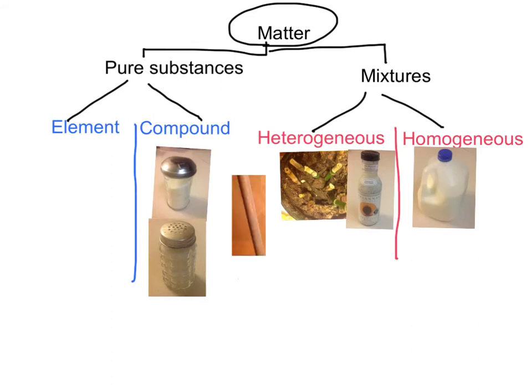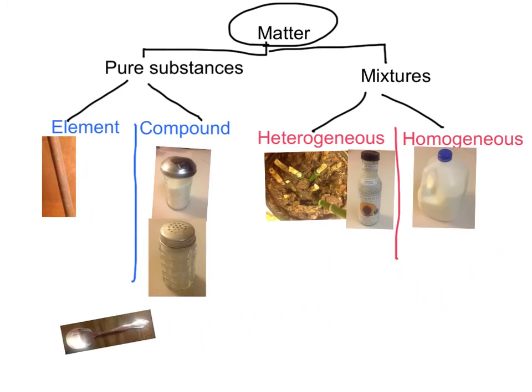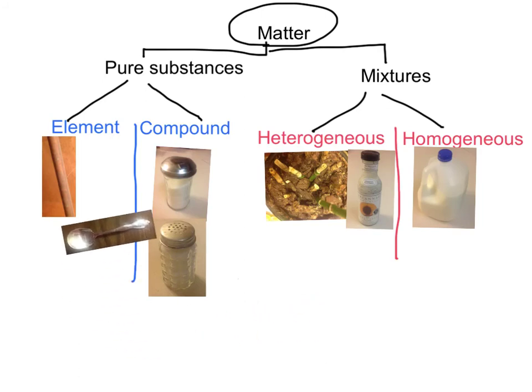Okay, this is a copper pipe. Where is it going to go? Is it homogeneous, heterogeneous, compound, or element? We're going to assume it's all copper, even though it has some patina on there. We'll talk about patina later. It is actually an element. Okay, we've got a silver spoon. What kind is it going to be? Homo, hetero, compound, or element? If you chose element, you did right.